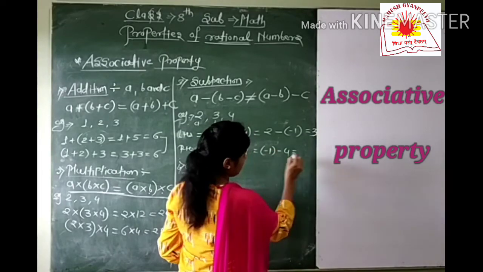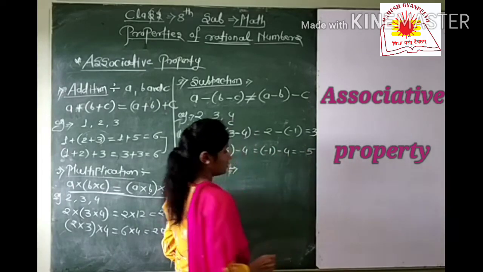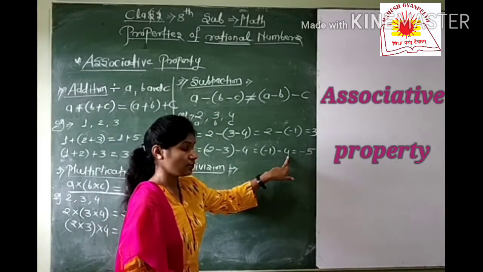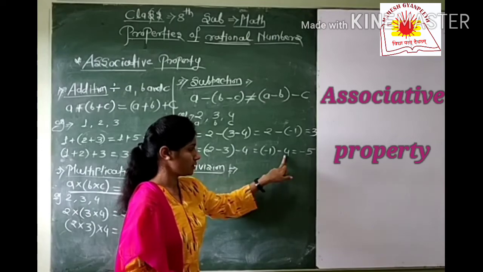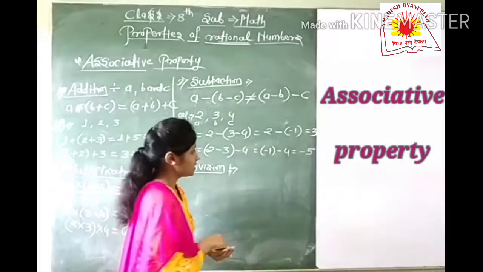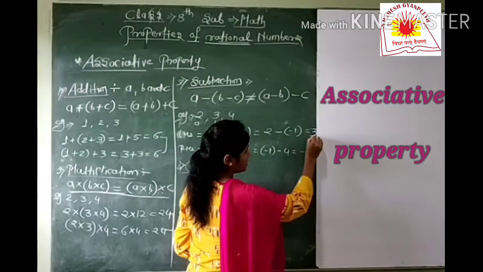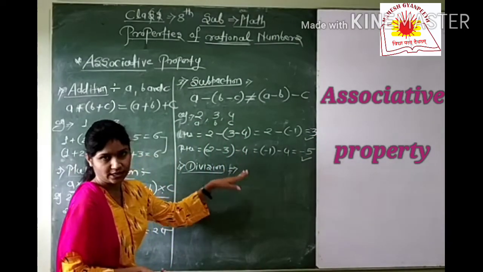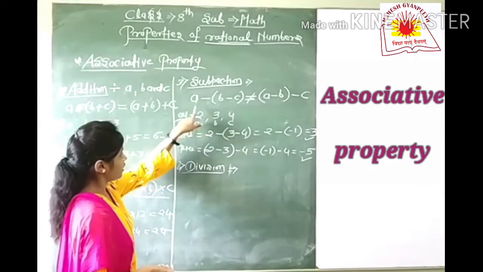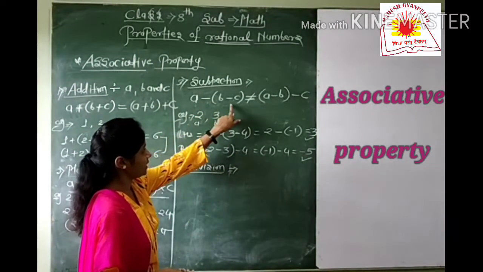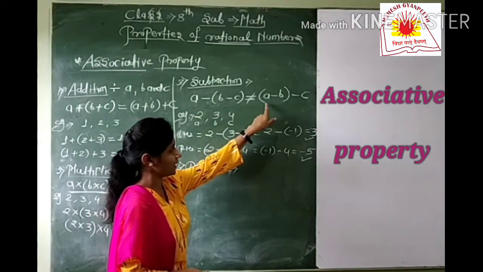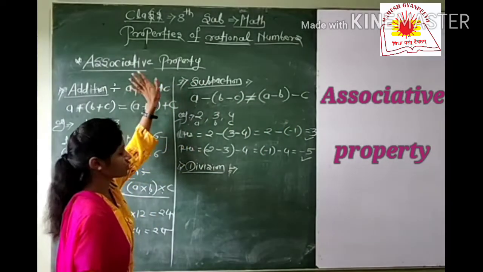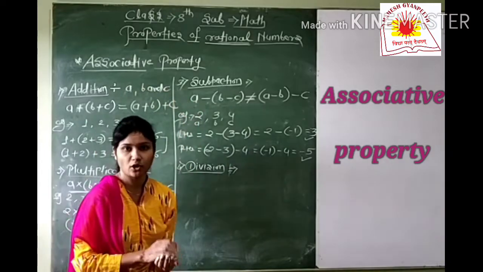Other side: A minus B, minus C, in bracket 2 minus 3, minus 4. What is the answer? It is minus 5. Minus 1 minus 4 is minus 5. Now here the LHS is 3 and the RHS is minus 5. Is it applicable? No, it is not applicable. A minus in bracket B minus C does not equal in bracket A minus B, minus C. This associative property is not applicable on subtraction.